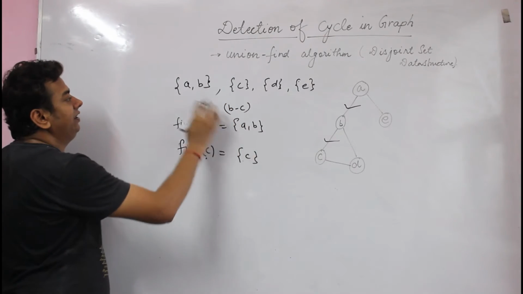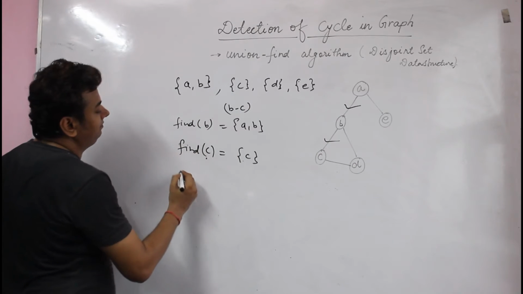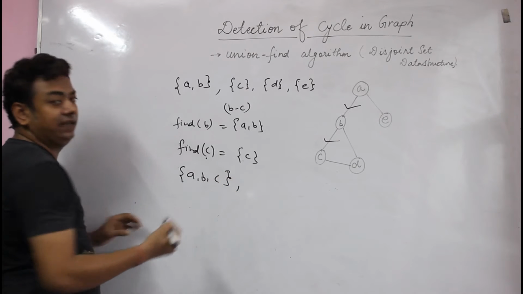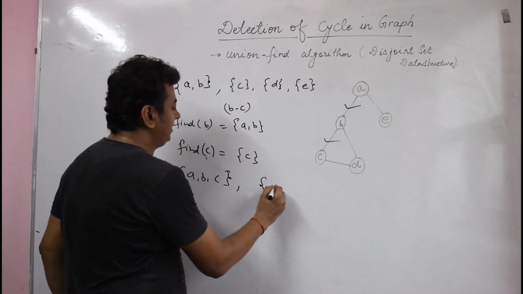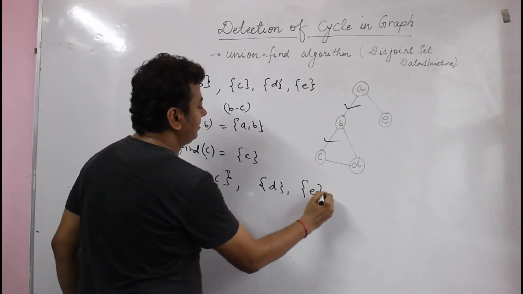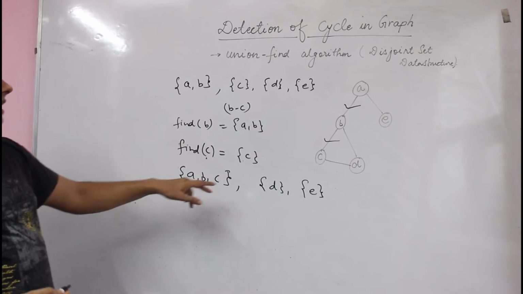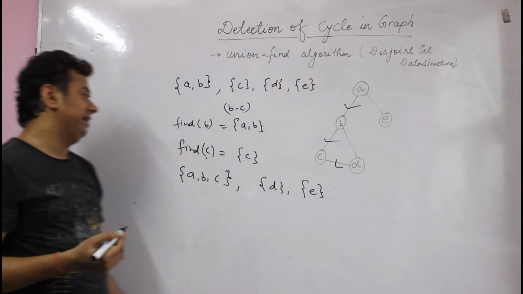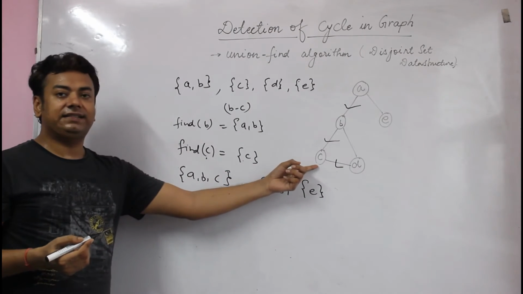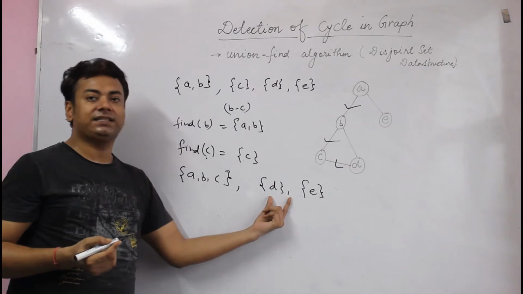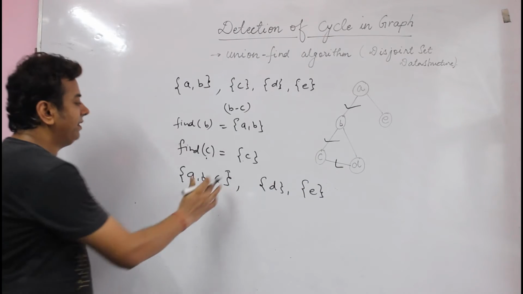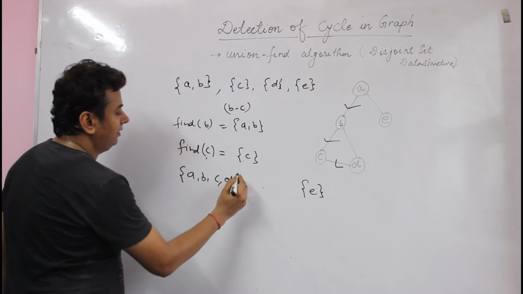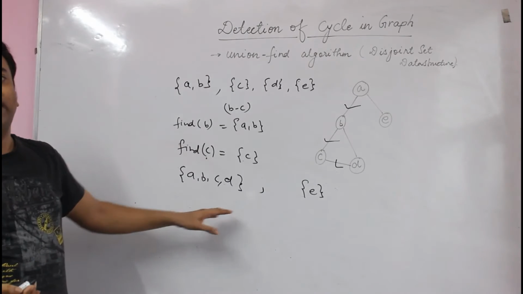After union, what will it become? A, B and C in one set, another set will be D, another set will be E. Again we encounter this edge, C and D. Similarly, the C set will be this, the D set will be this. These two are not equal, so they will be merged. So this will be D. Now we have these two sets.